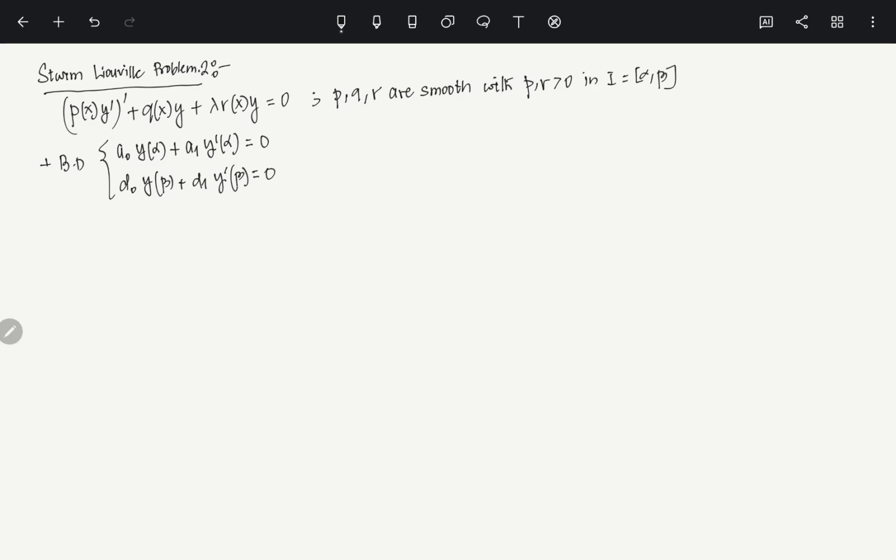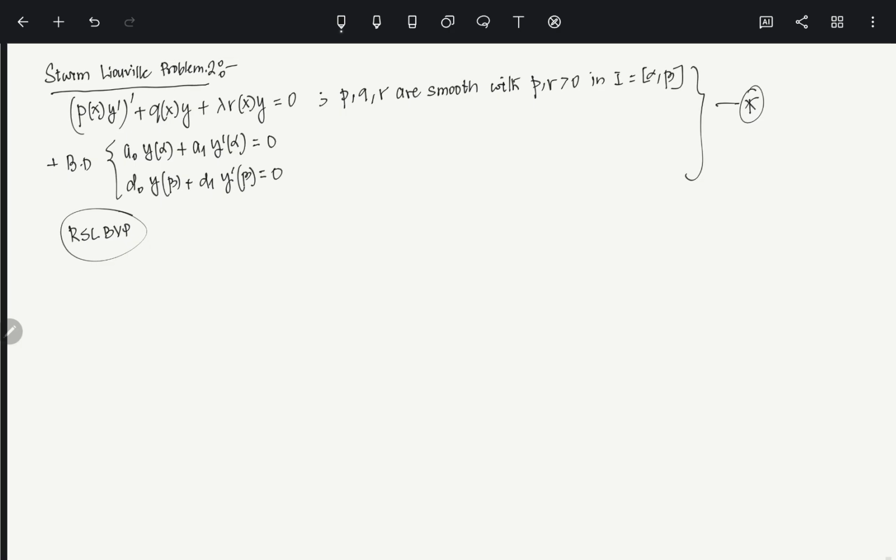So again, let's call the whole thing star, and this is called a regular Sturm-Liouville boundary value problem. We will denote it like this. Now, we learned two different properties of the eigenvalues and eigenvectors, and the third property we will start here. So theorem 3.